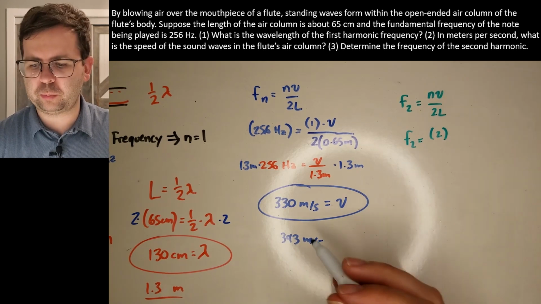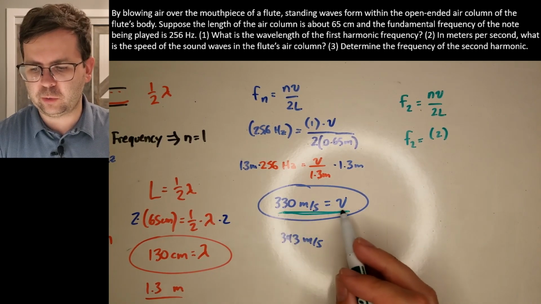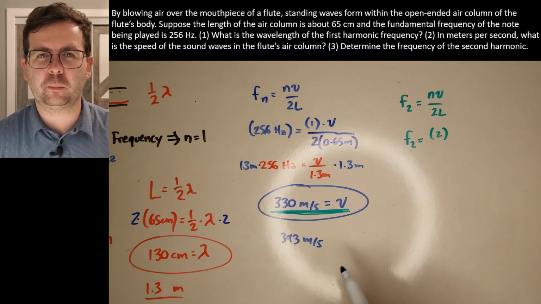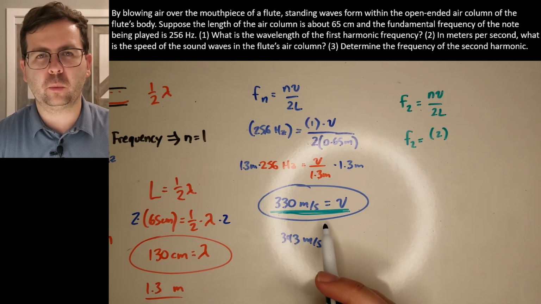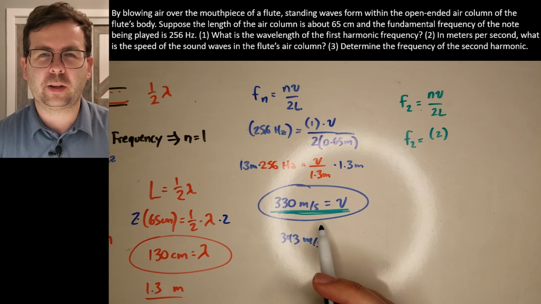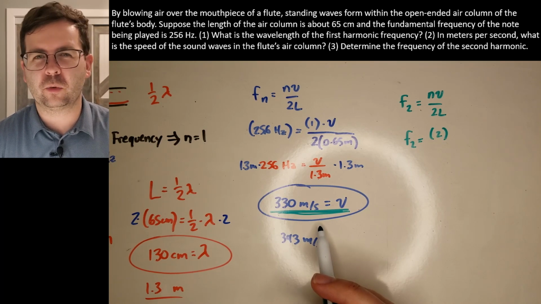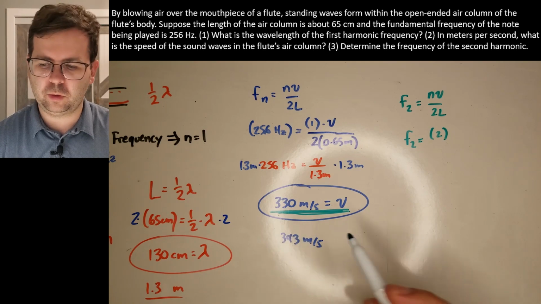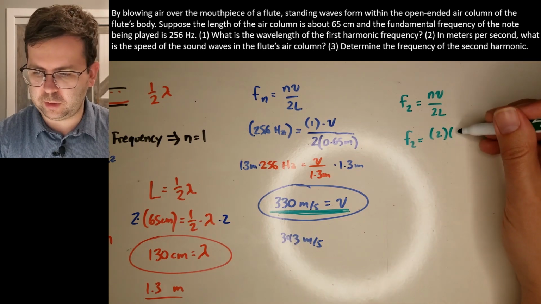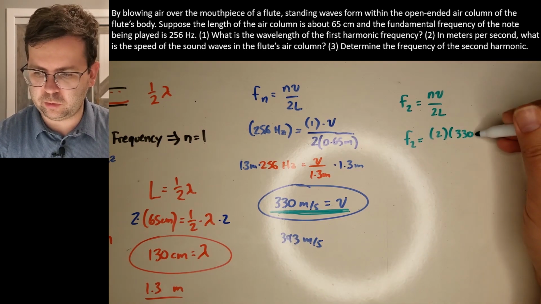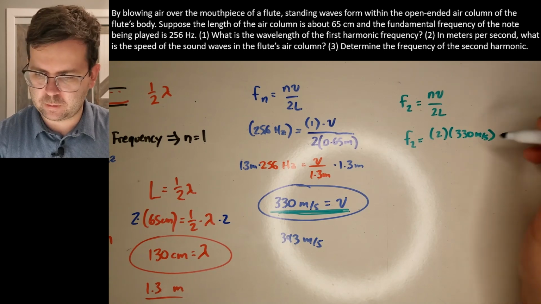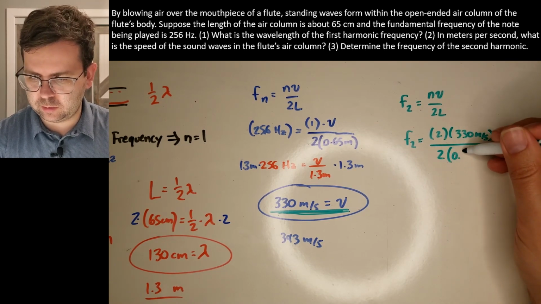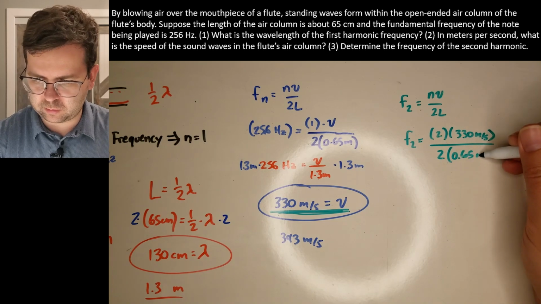But once you find the speed one time, you found it for every wave, because the speed of a wave only depends on the medium. So if you find the speed of the wave for one frequency, that speed is going to be consistent for every harmonic frequency because there's only one speed possible based on the properties of the medium. So we're going to use that same speed that we just found and then divide this by 2 times 0.65 meters.